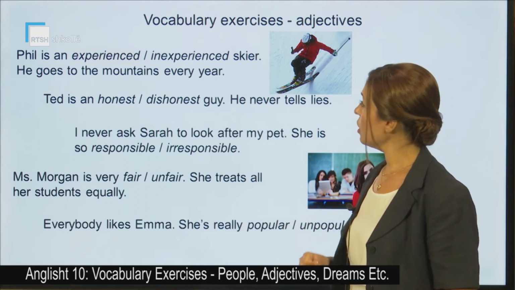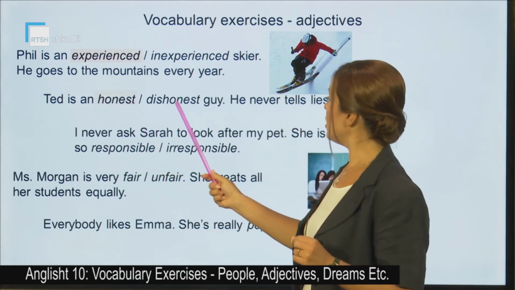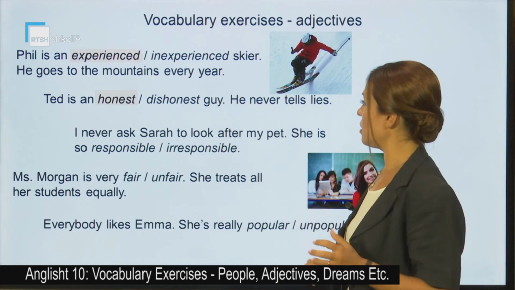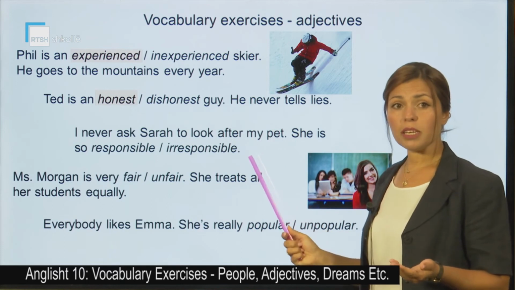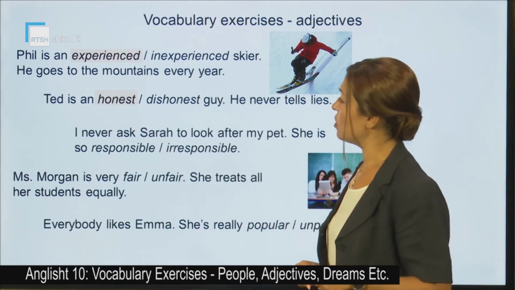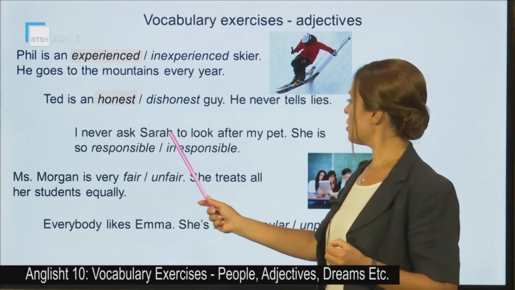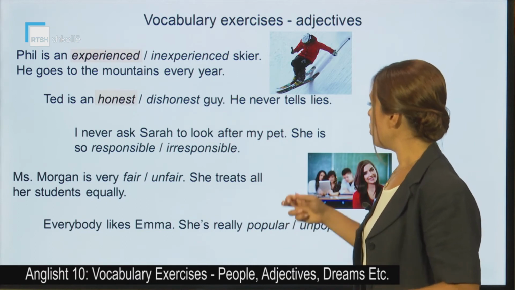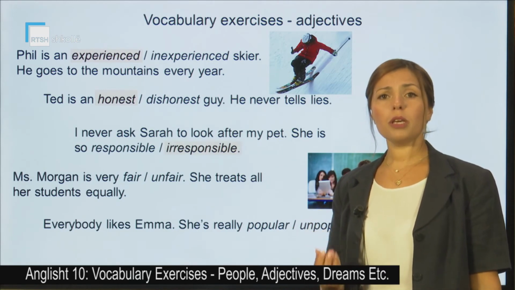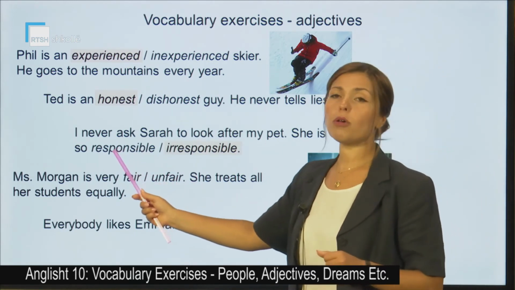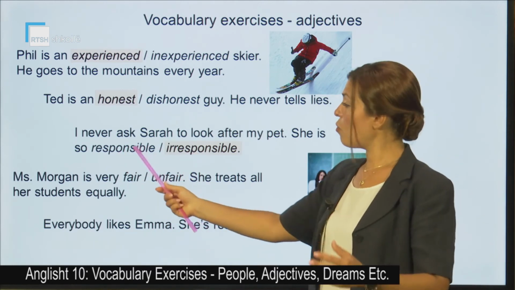Let's move on. Ted is an honest or dishonest guy. He never tells lies. So, since he never tells lies, it means that he is honest, of course. I never ask Sarah to look after my pet. Why? Which is the reason that I don't ask Sarah? Because Sarah is not responsible. It's the opposite. She is irresponsible. That is the opposite of responsible.